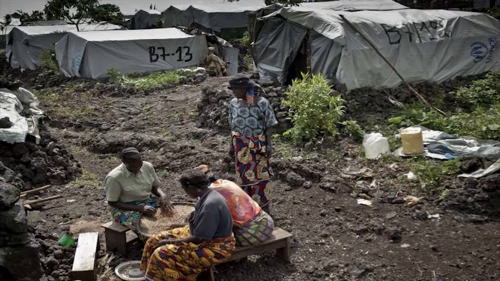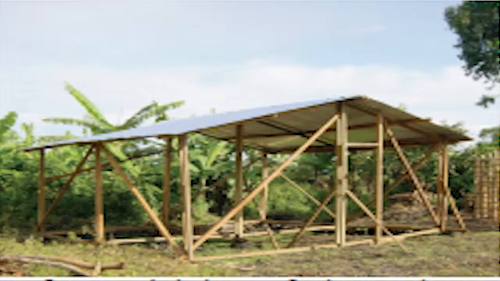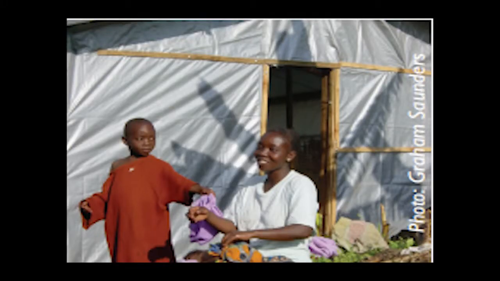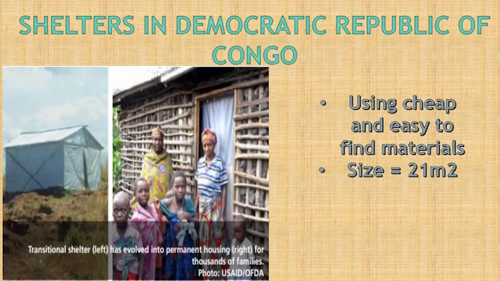5,000 families were supported with shelters and packages. Each shelter cost $250. The shelter design was based on cheap and easy-to-find local materials. The size of the houses was 21 square meters. The average household was up to 6 people.